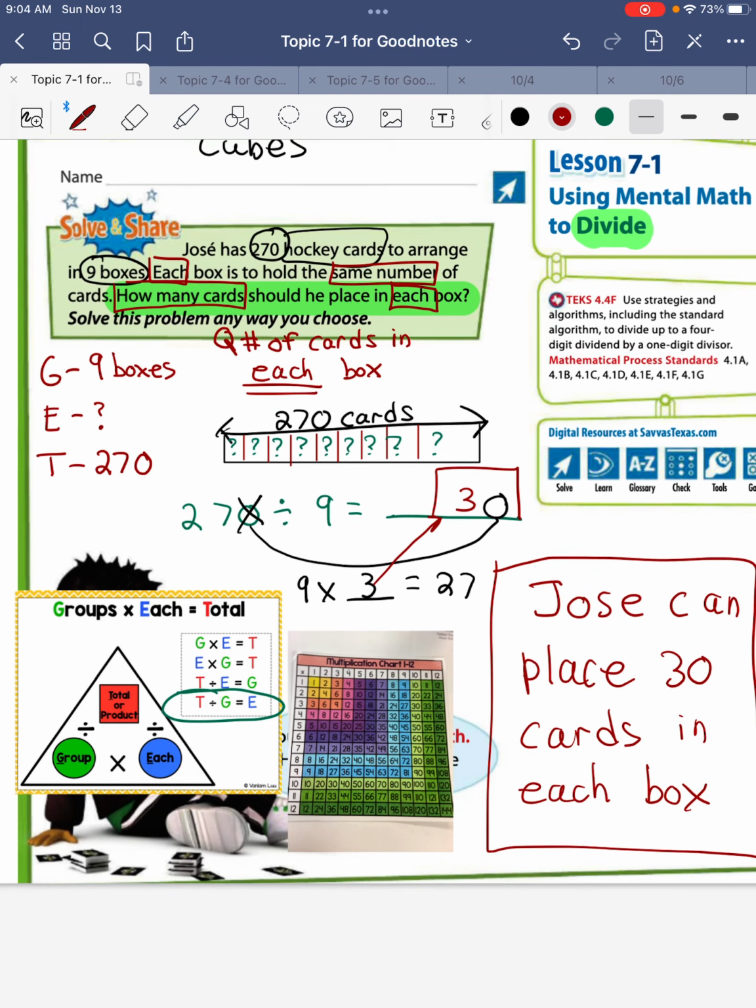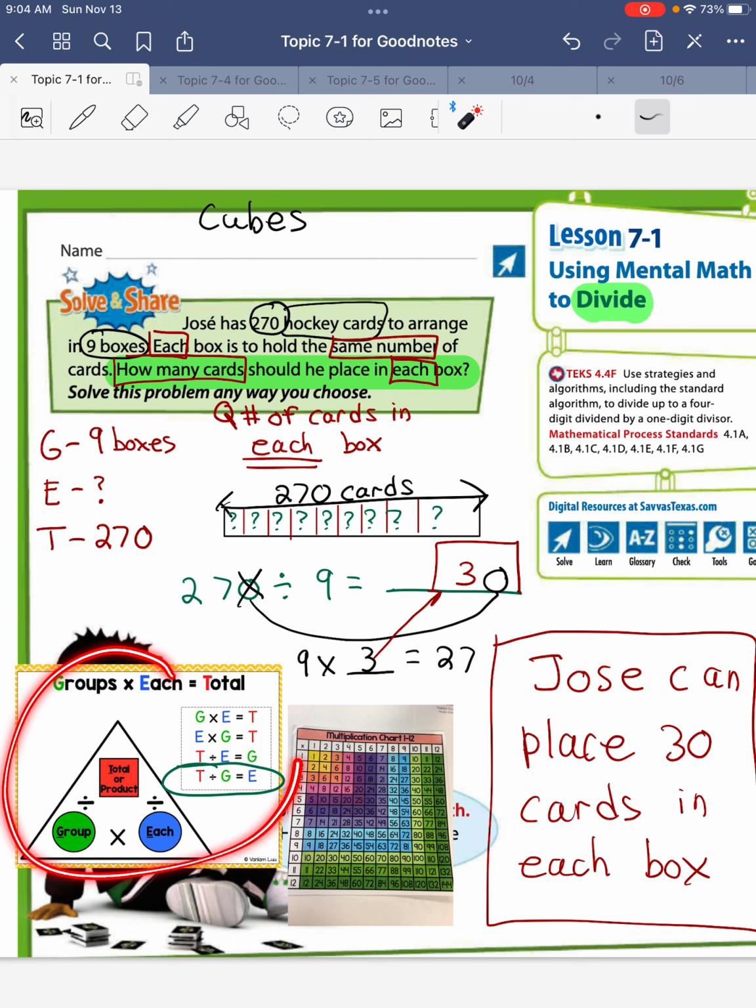Okay, so when we do division, it's very important. Use your get technique. That will definitely help you to decide if you're going to divide or if you're going to multiply.